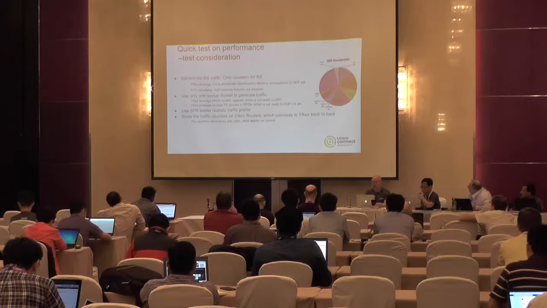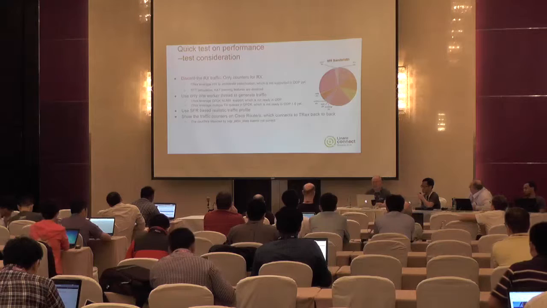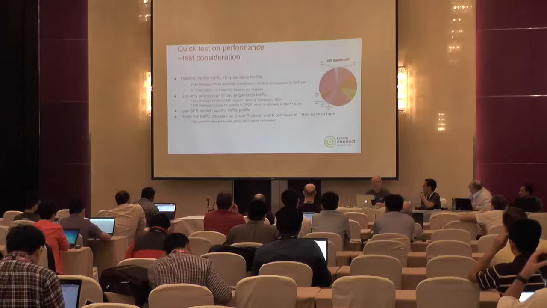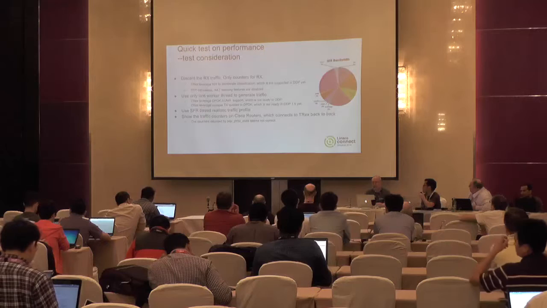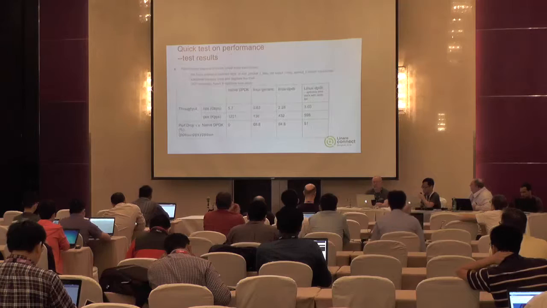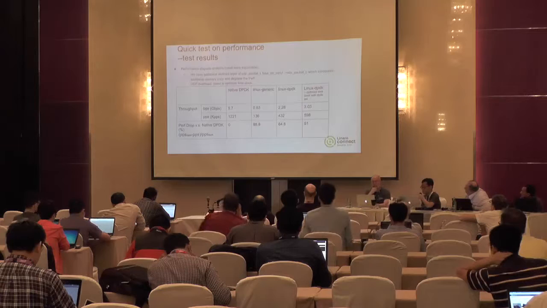We show the traffic throughput on Cisco routers, which are connected to TRex back-to-back. The reason we used the router to show the counters is that we found the values returned by the ODP packet I/O stats are not as expected. We are still investigating whether there's some issue in ODP or in our code. So here are some quick test results.